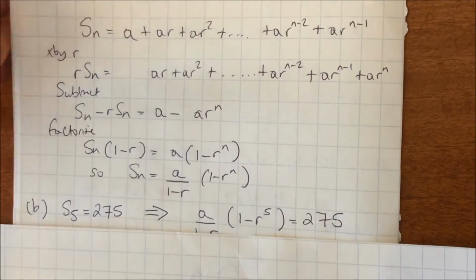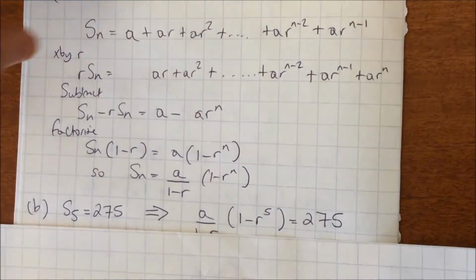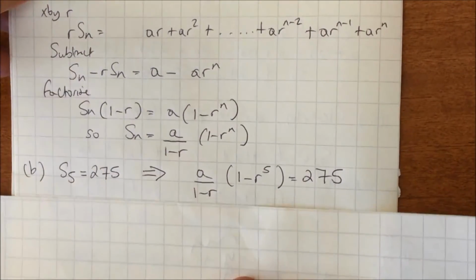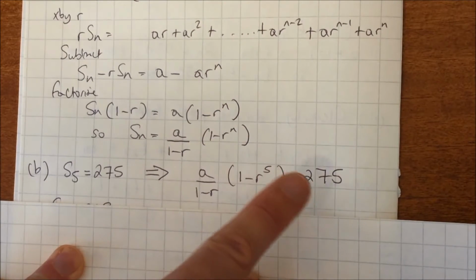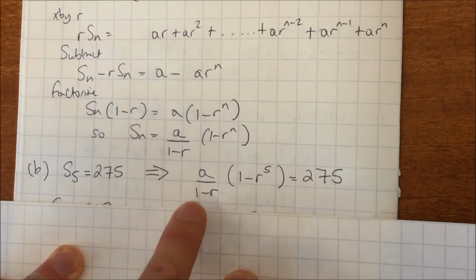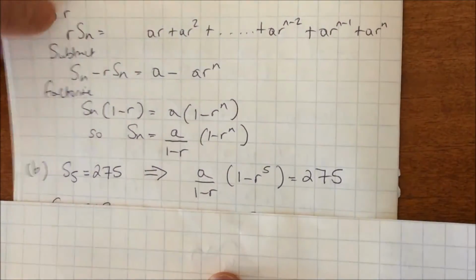Okay, for part B, we're told that S5, the sum of the first 5 terms, is 275. So I've substituted my formula for the sum of the 5 terms in there. Obviously, I don't know what A is. I don't know what R is. So typical to the GP question, they're my building blocks.